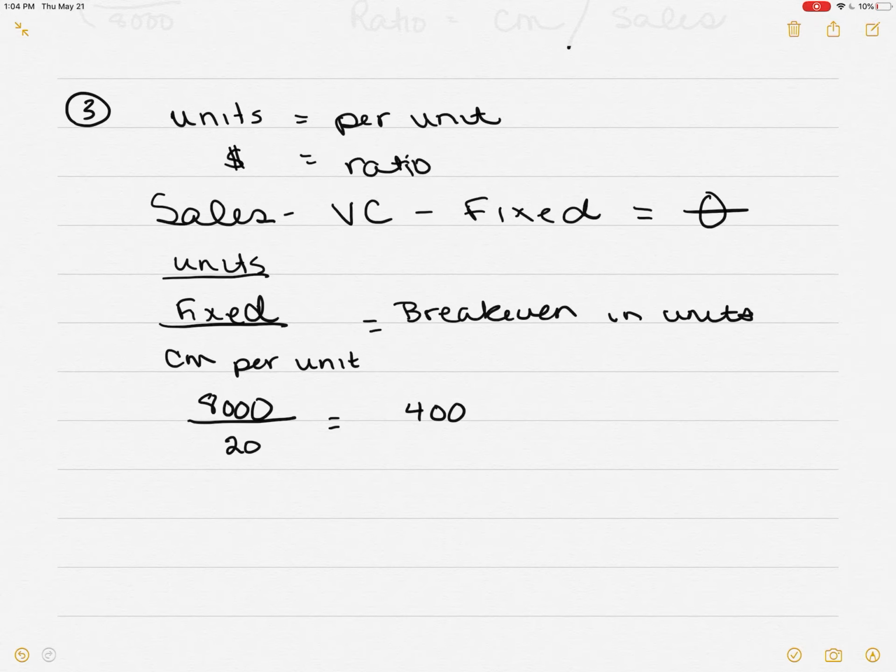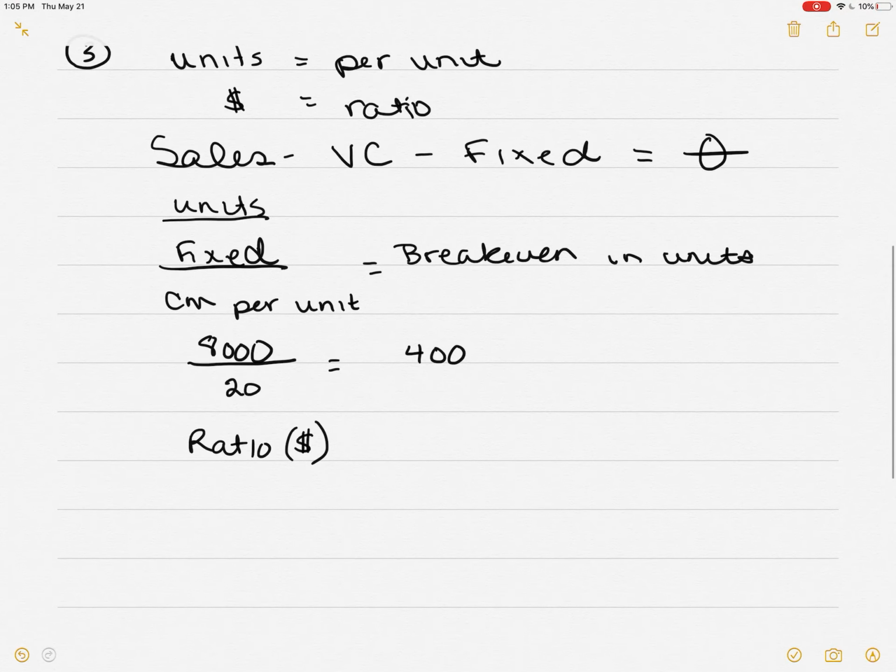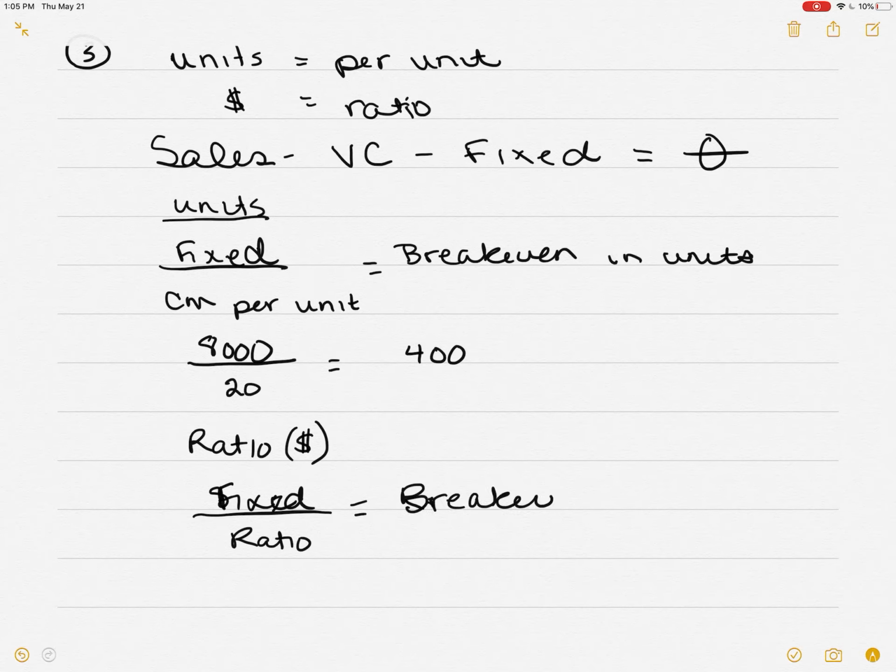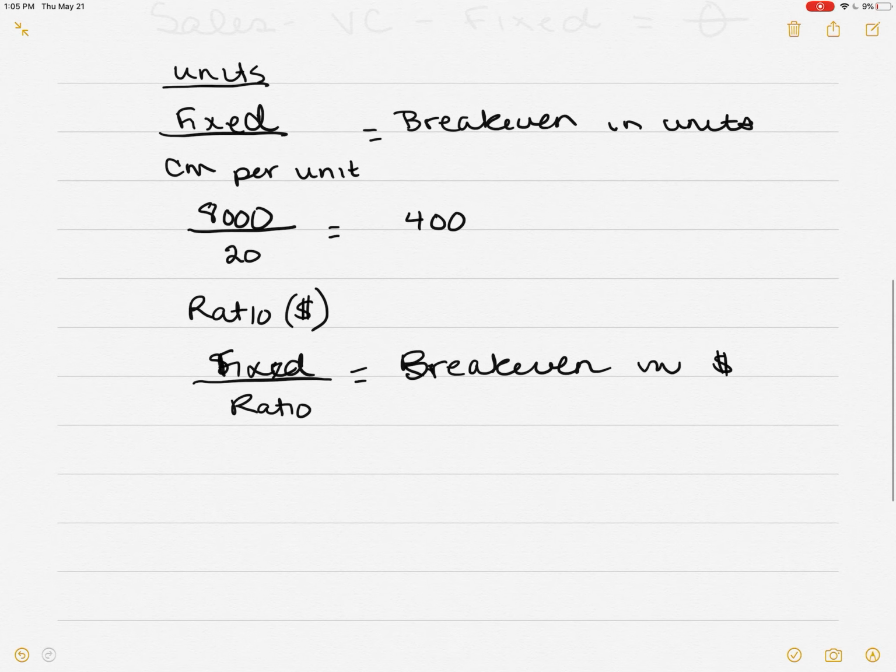On a ratio basis, I'm going to find my dollar amount I need to break even. I'm going to take my fixed cost and I'm going to divide that by my ratio to get my break even in dollars. So let's try that with this problem. Those fixed costs don't change. I'm going to divide by my ratio, which is 67%.